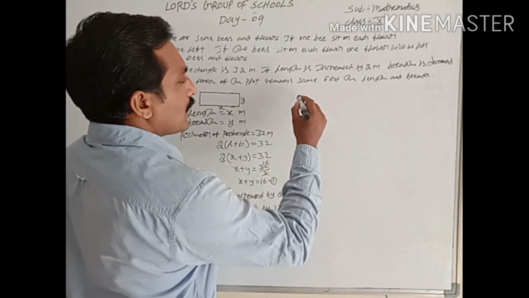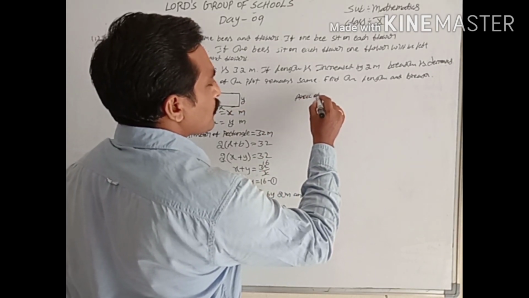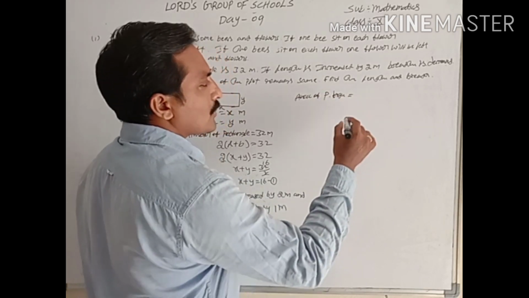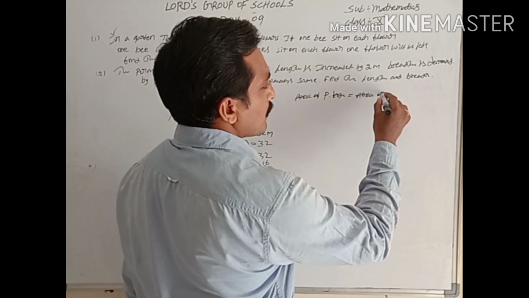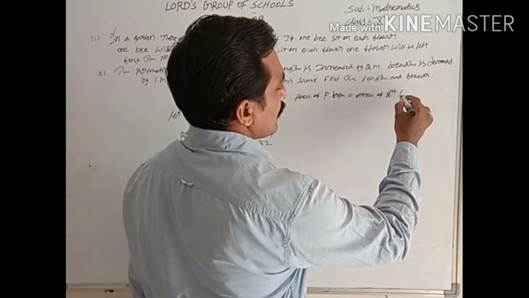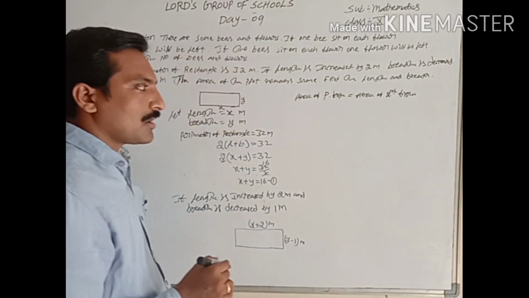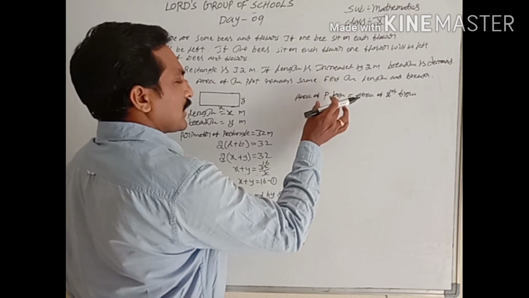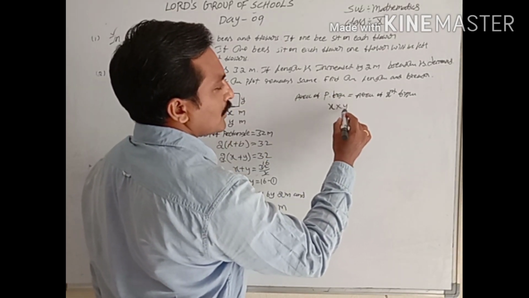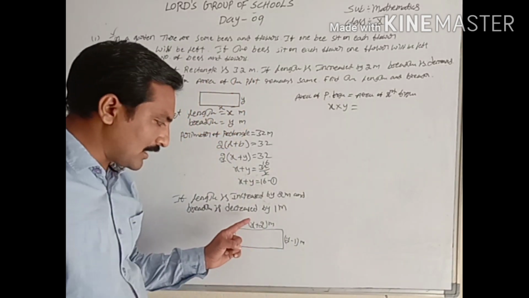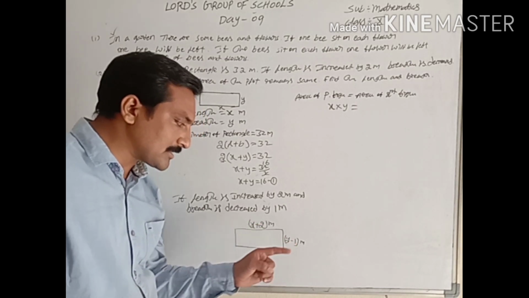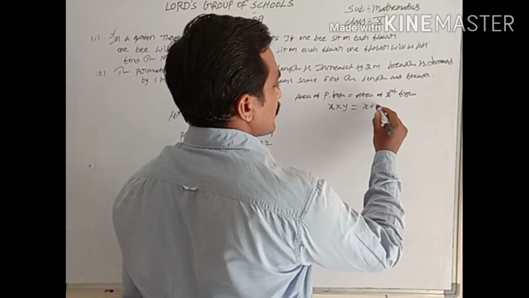Now the area of the previous figure is equal to the area of the second figure. Both are equal. Here the area of the first figure is length times breadth, x times y. The area of the second figure is also length times breadth, because it is a rectangle: length is x + 2, breadth is y - 1, so (x + 2)(y - 1).